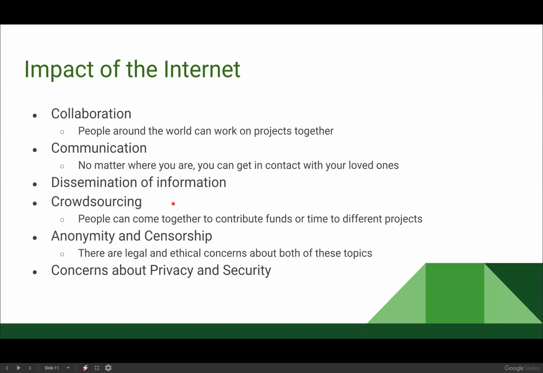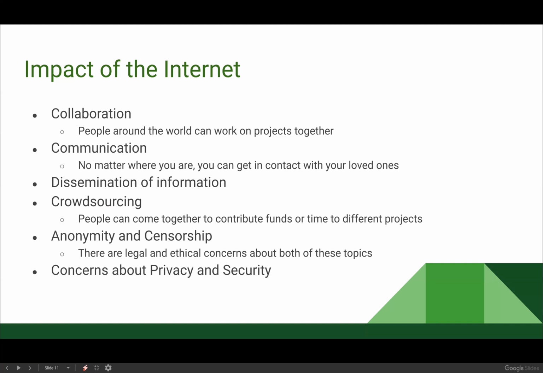Things like crowdsourcing are possible with the internet. People can come together to contribute funds to an idea they think is cool, or they can even contribute their own personal time, or they can contribute computing time to different projects to further their goal.